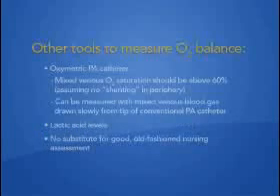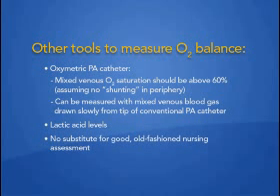There are some other tools we can use to measure oxygen balance. Sometimes we use an oximetric pulmonary catheter to measure the mixed venous oxygen saturation. This should be above 60%, assuming there is no shunting in the periphery. For example, a patient with sepsis may have a high degree of shunting and have a falsely elevated mixed venous oxygen saturation. One can measure a mixed venous oxygen saturation without an oximetric catheter by drawing a blood gas slowly from the tip of a conventional pulmonary artery catheter.